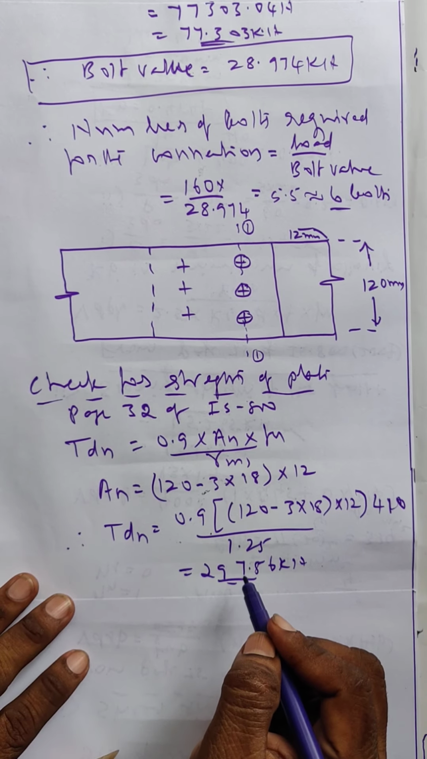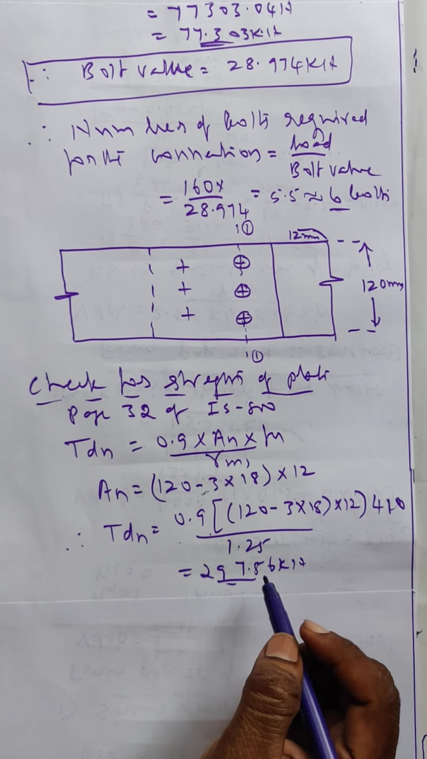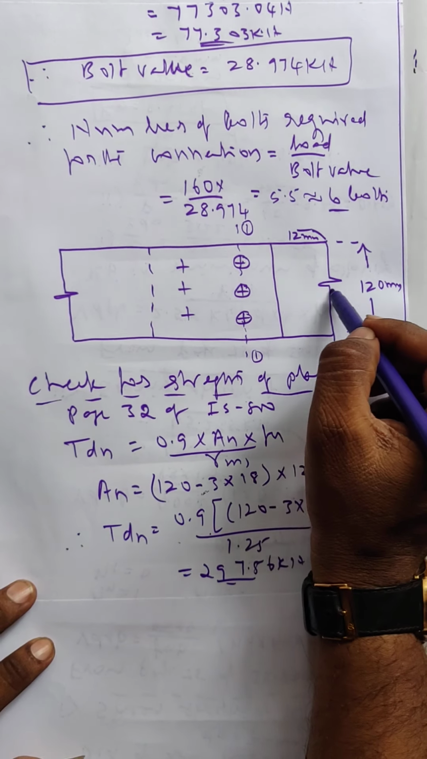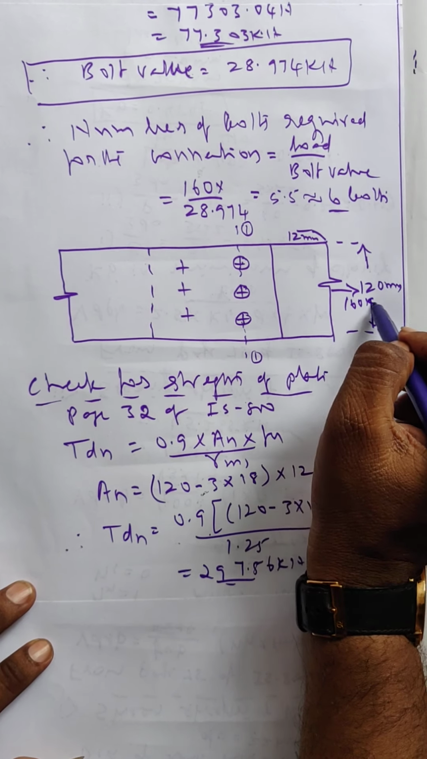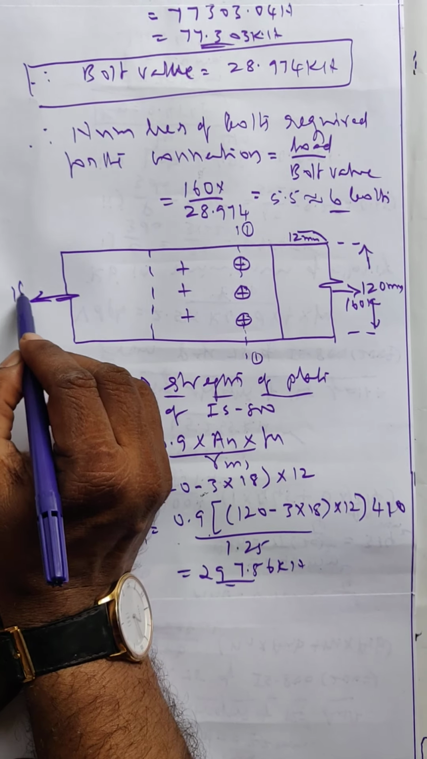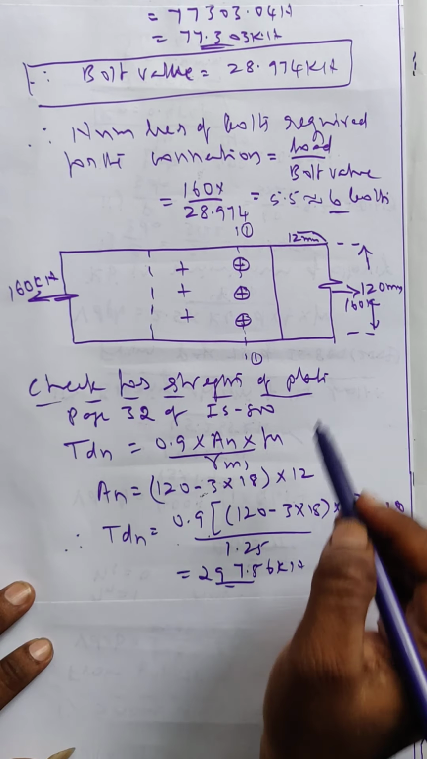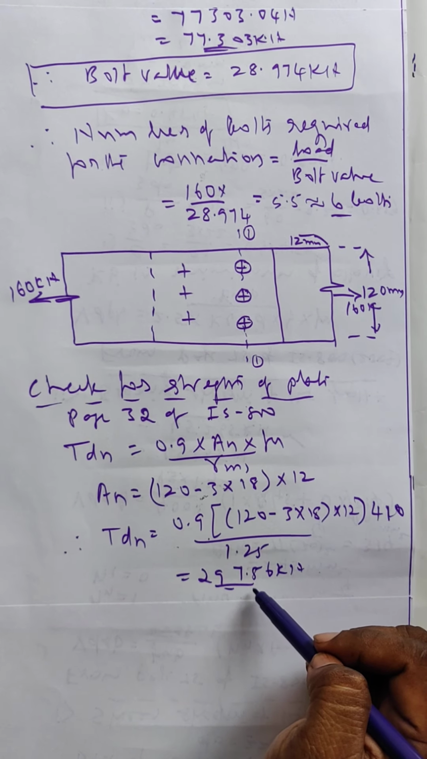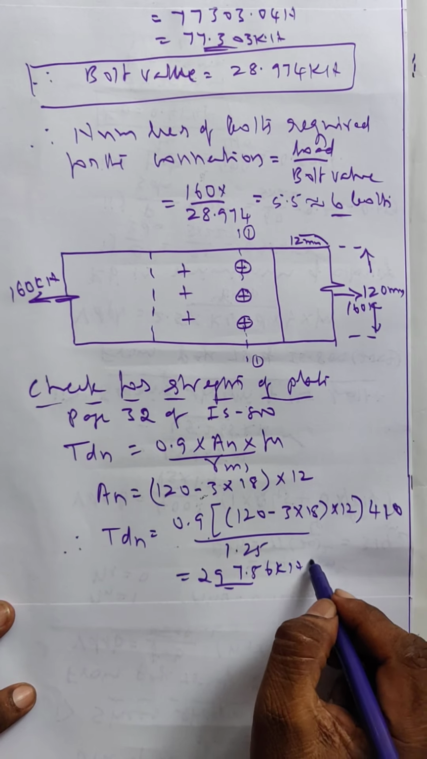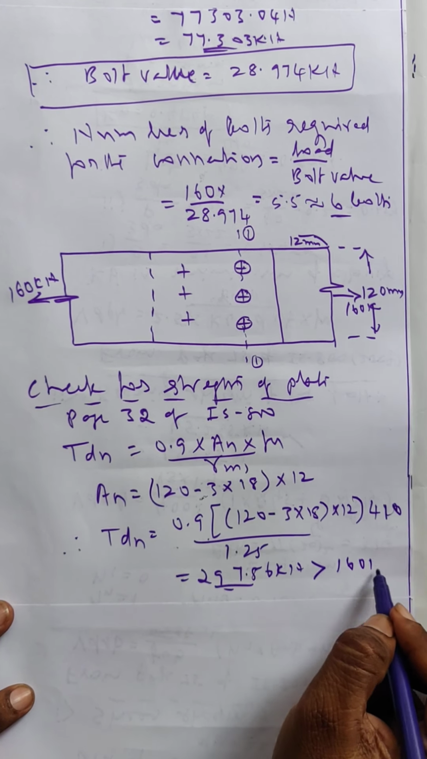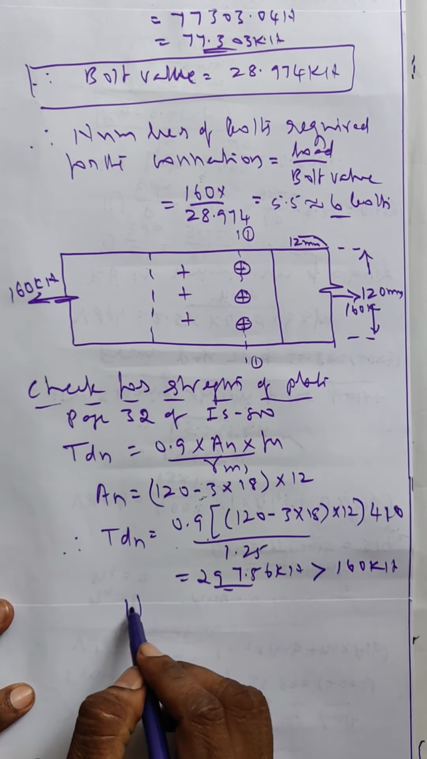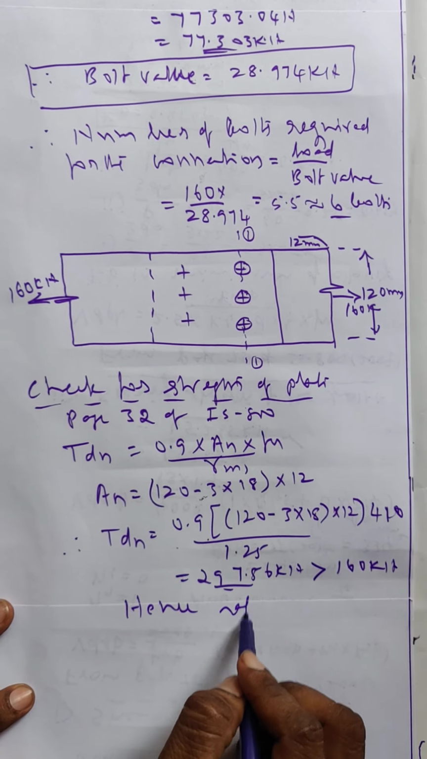The load coming on the joint is 160 kilonewton, but the plate can take 297 kilonewton. Therefore it is safe, which is greater than 160 kilonewton. Hence safe.